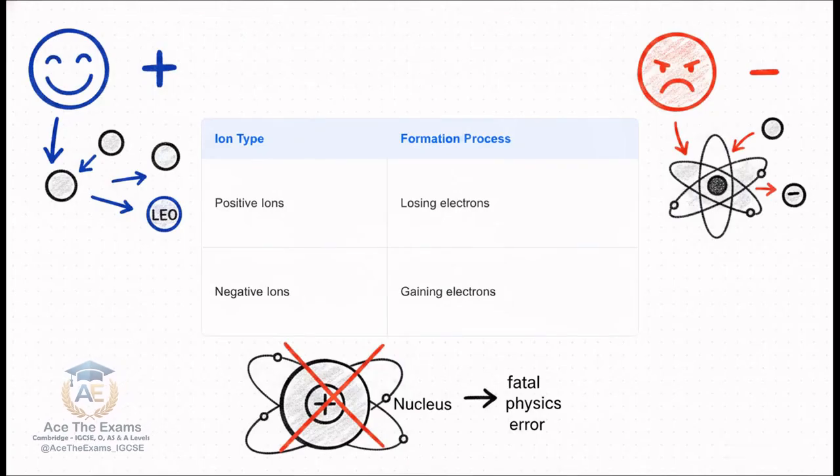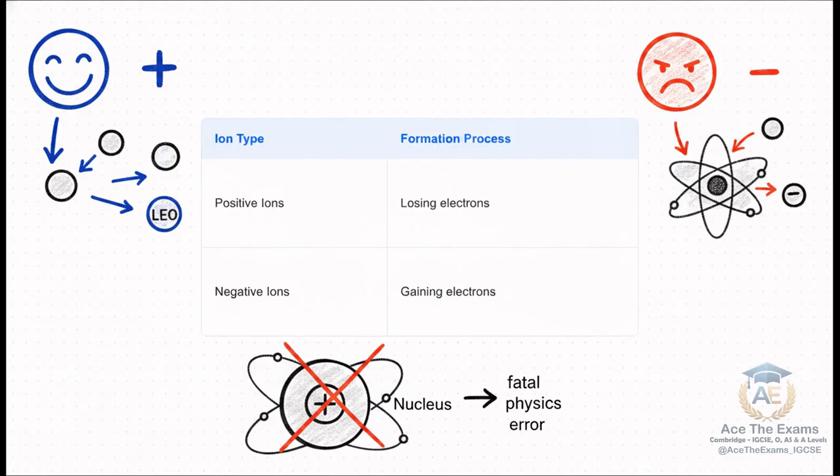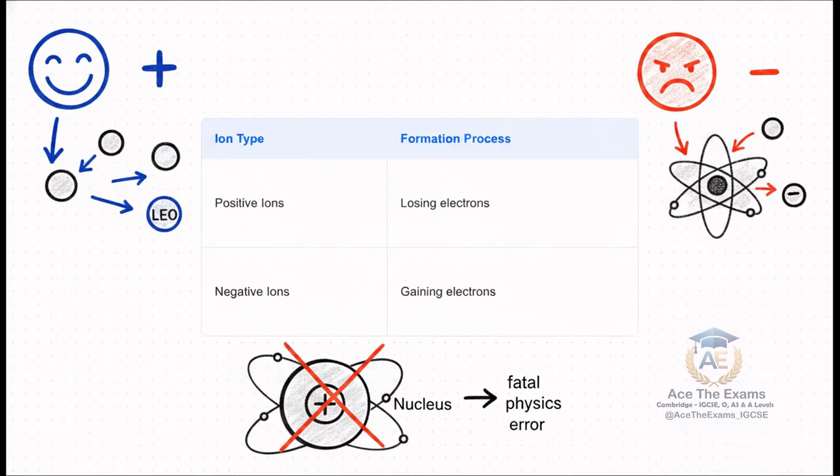And right here, we see the causal relationship of ion formation. This is a foundational concept that simply must be mastered to perfection. Look at the strict relationship on the screen. Positive ions are formed exclusively by losing electrons. Negative ions are formed exclusively by gaining electrons.